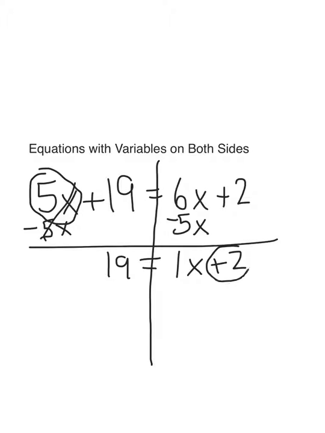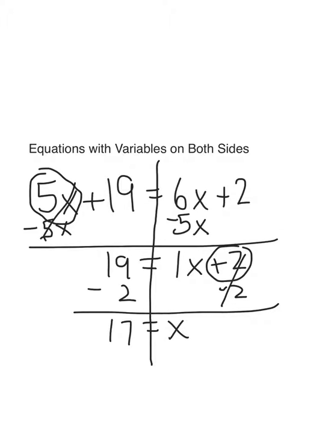Now I will move the positive 2 to the opposite side by subtracting 2. Cancels out. Now 19 minus 2 is 17, which equals x. The 1 does not really matter, so now we have x equals 17.